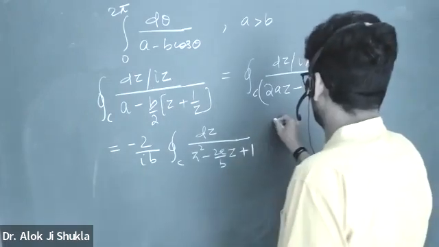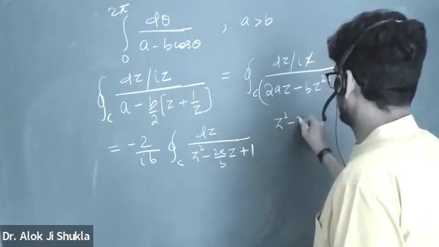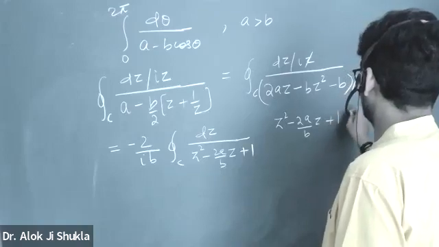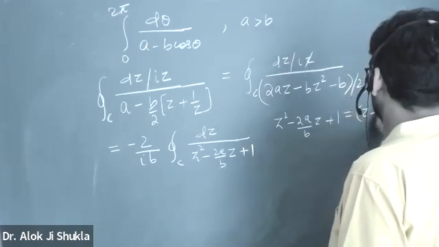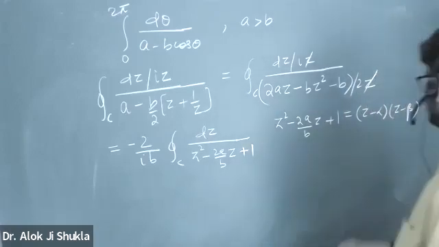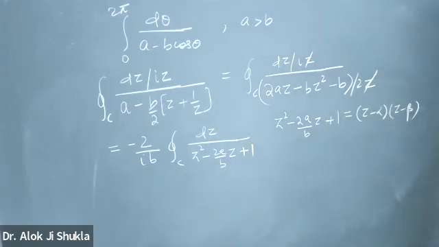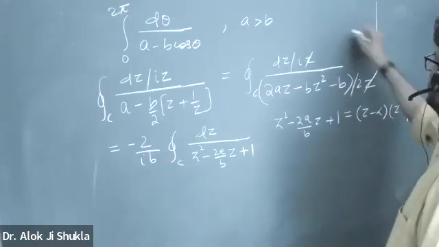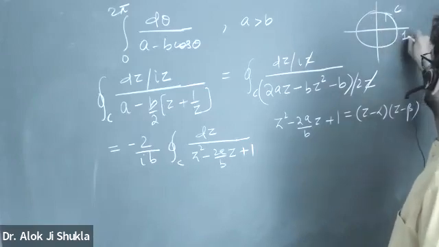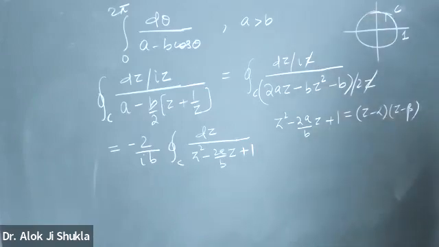Now I want z square minus 2a by bz plus 1 to be converted like this so that I can apply contour integration. And because of this transformation, we have a contour like this, which is a unit circle.